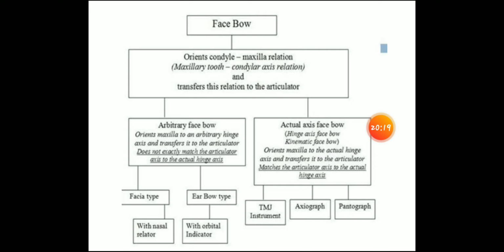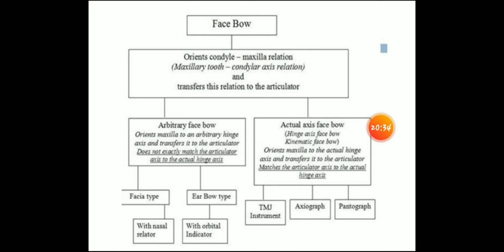Okay. Whereas in kinematic there is no such problem. You are calculating the true hinge axis, so there won't be any problem. For this you'll have some pantographs, tracings, everything, so they'll record the true hinge axis in an exact manner.